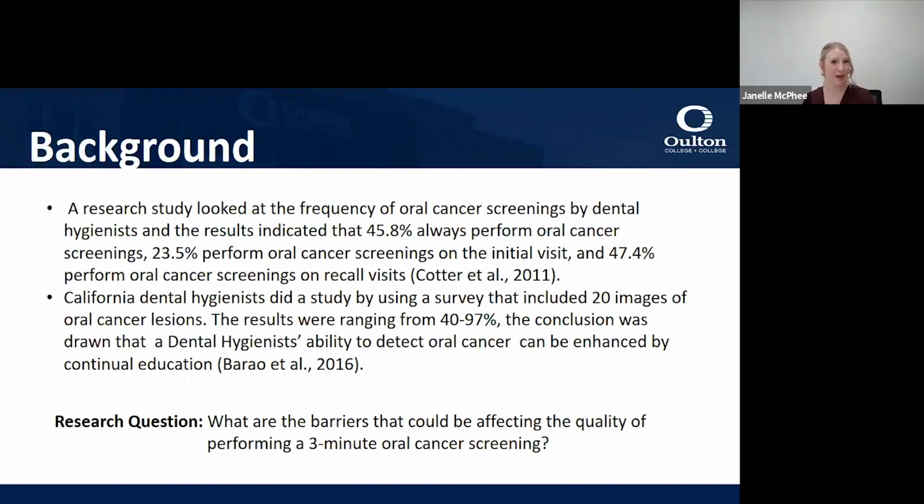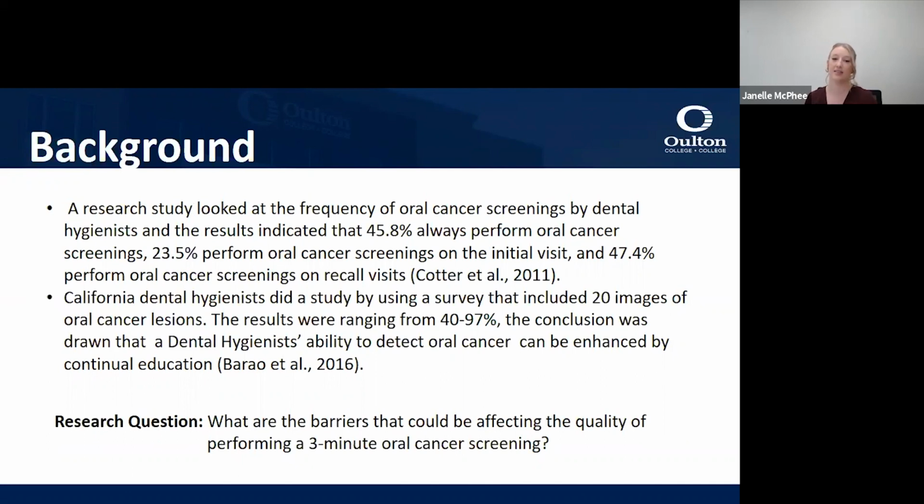So, a little bit of background. A research study looked at the frequency of oral cancer screenings by dental hygienists, and the results indicated that 45.8% always perform oral cancer screenings, 23.5% perform oral cancer screenings on just the initial visit, and 47.4% perform oral cancer screenings on recall visits.